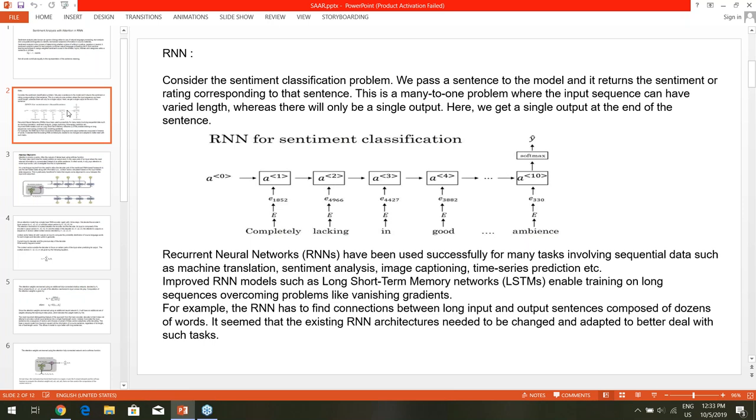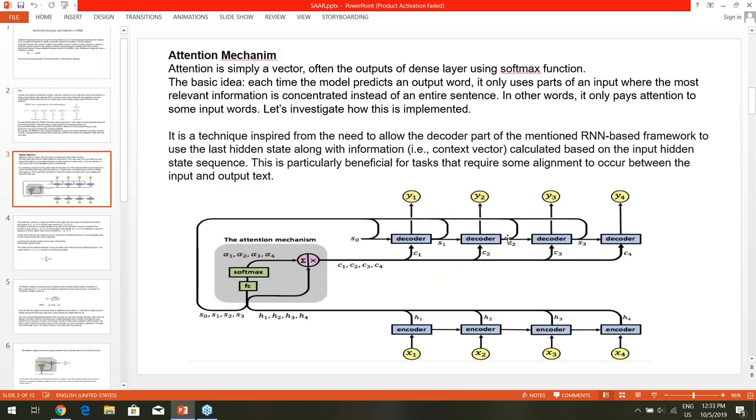Then even the RNN has the vanishing gradient problem. So for that, the attention mechanism has been used. This is the architecture of the attention mechanism. Attention is a layer. It is an interface between the encoder and decoder. So information from the encoder will be passed to the attention layer. Then from the attention layer, the decoder will take the information and give the output.